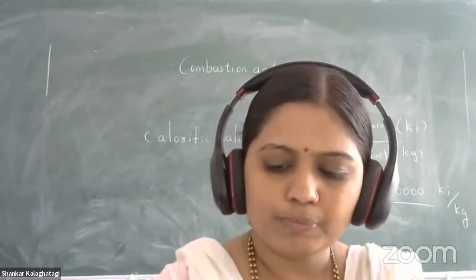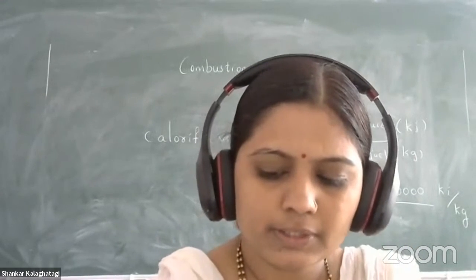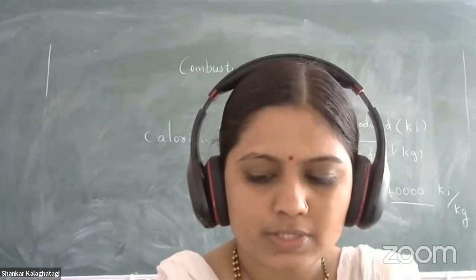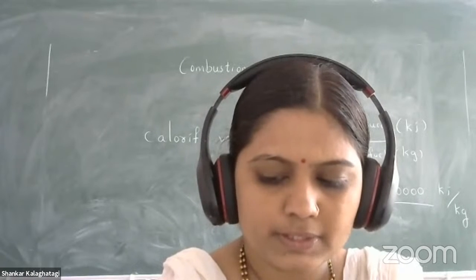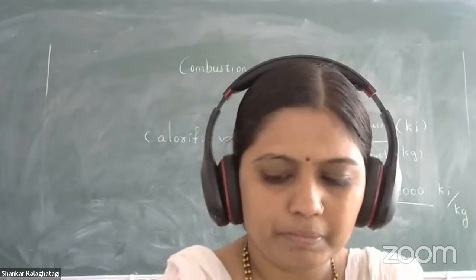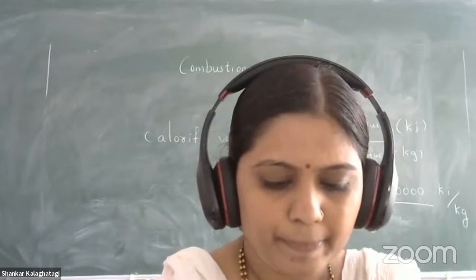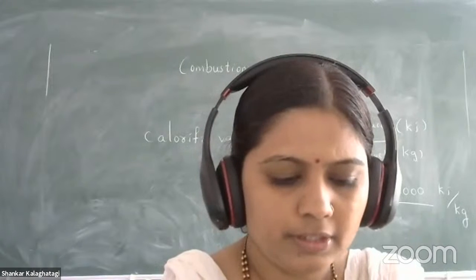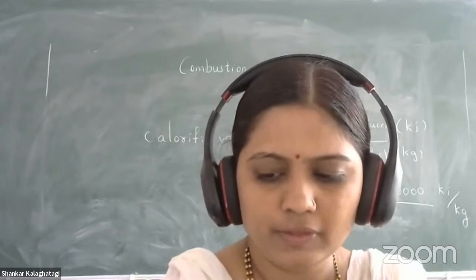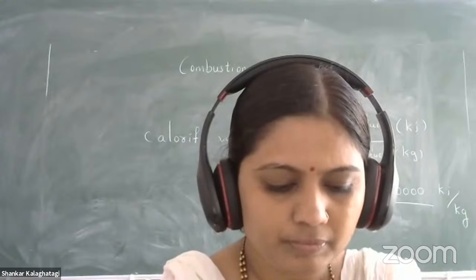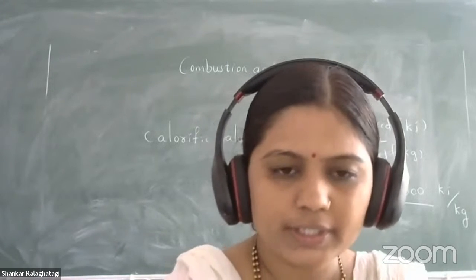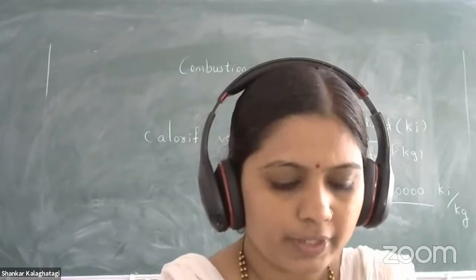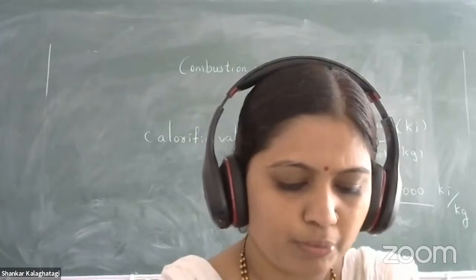Here you can give another example. Rusting can take place at room temperature, right? Rusting will take place at room temperature, but combustion needs an ignition temperature to burn things. And rusting is a very slow process, isn't it? Rusting is a very slow process as compared to combustion.